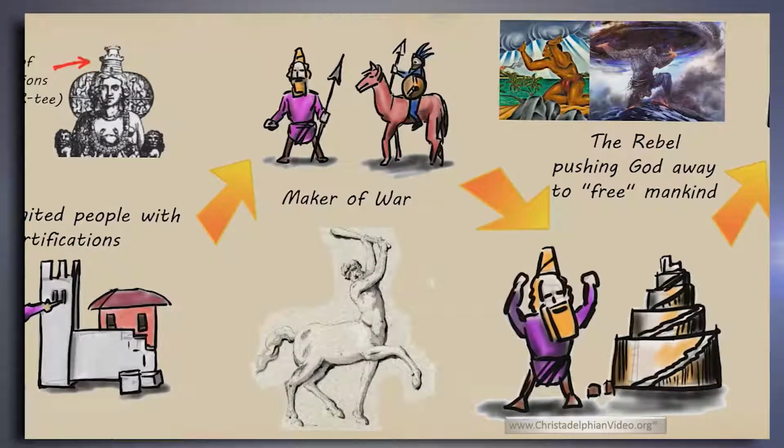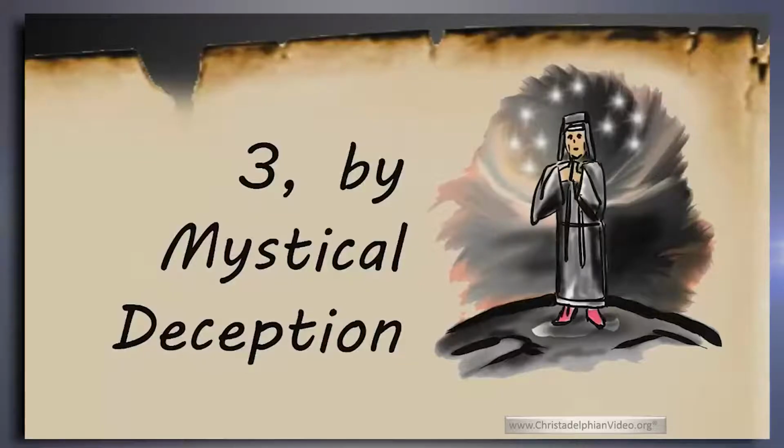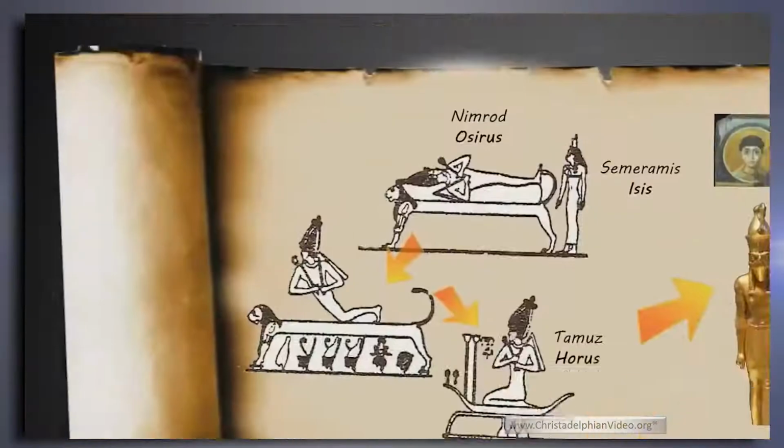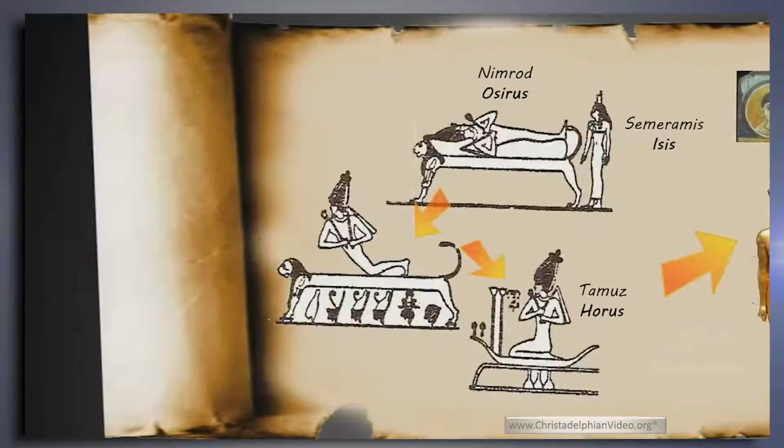We'll switch from might to mystic deception. Let's try that for a go and see if we can control the minds of men by mystic deception. Frankly, she had a heck of a lot more success rate than Nimrod did with his method of rule by might. And so what she did is she made up the story, and the story goes that she resurrected Nimrod, or the old Nimrod. She brought him back to life.